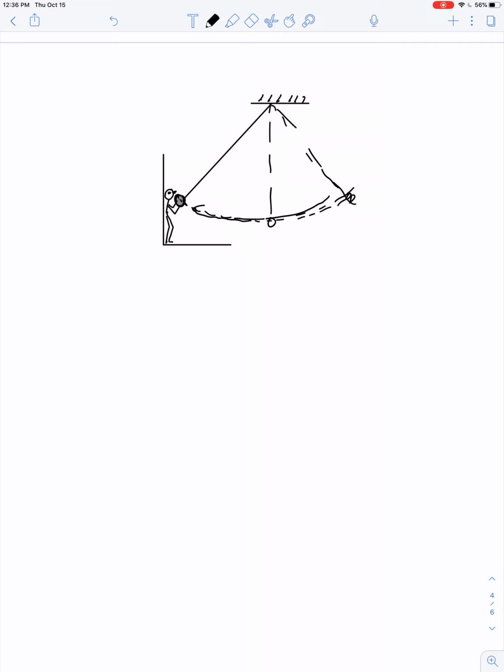So I'll link a video to Professor Lewin from, I believe, MIT, demonstrating this one with a very large, long rope and a bowling ball, and then I'll record myself doing the same one with a slightly shorter rope.